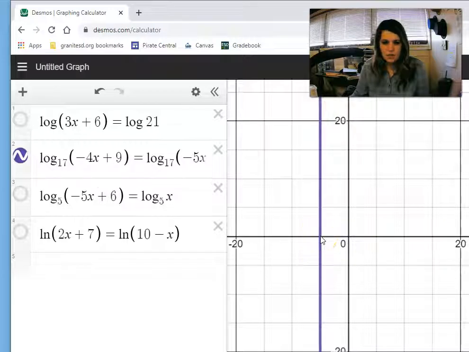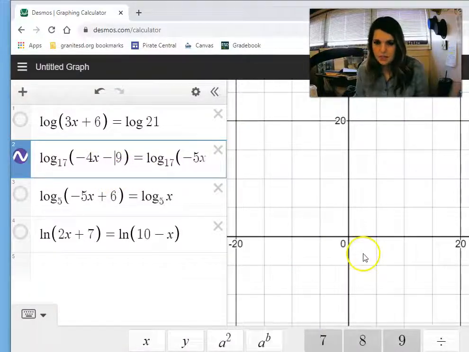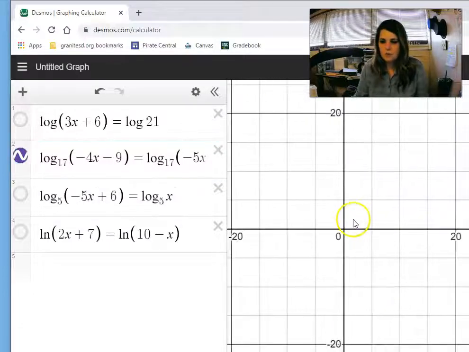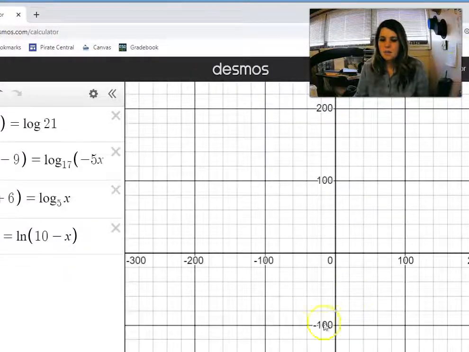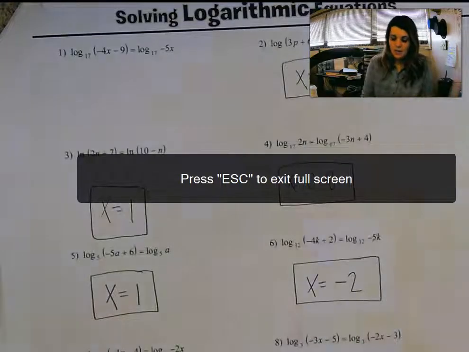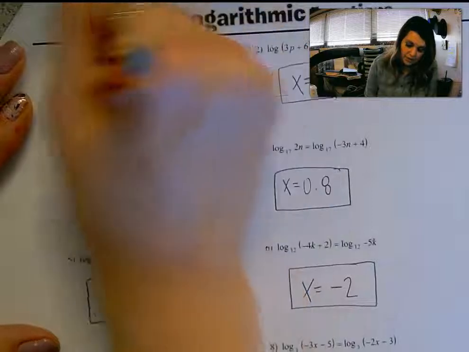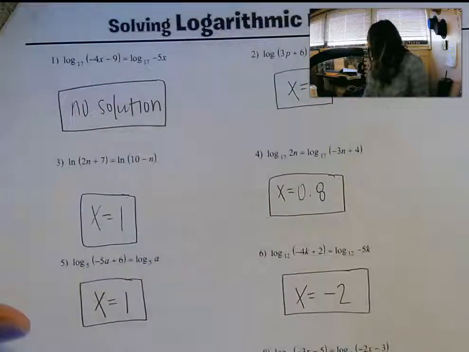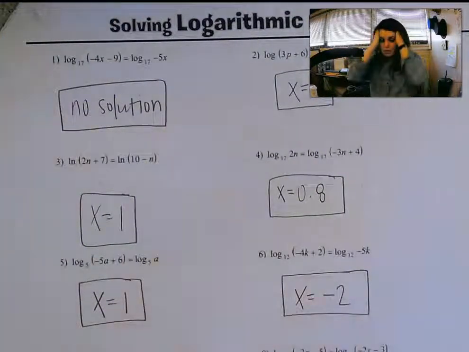It looks like he's right here. Is that true? Oh, it's a minus 9. I typed in the wrong thing. Negative 4x minus 9 equals negative 5x. So that one went away, and I'm just going to keep zooming out. And by the time I've zoomed out this far, like I've zoomed out 100 and see no solution, that means that what I should write here is no solution. If a vertical line does not show up, then that means that your equation does not have a solution.